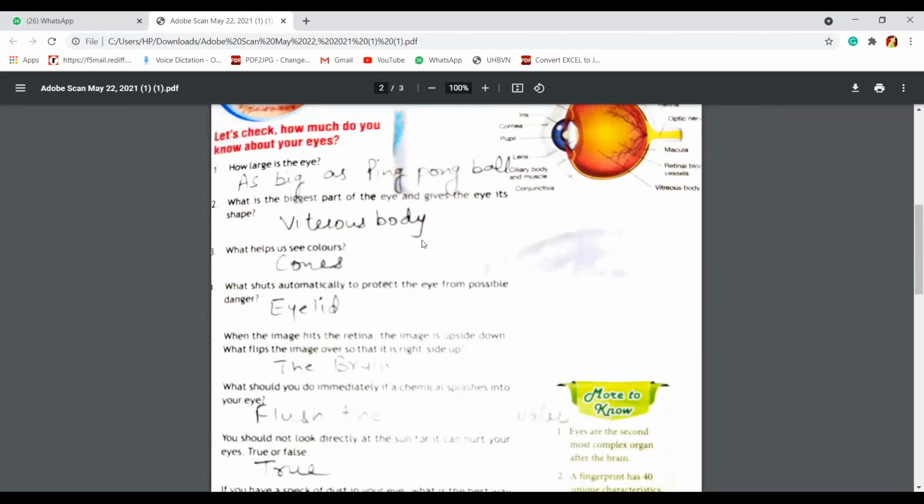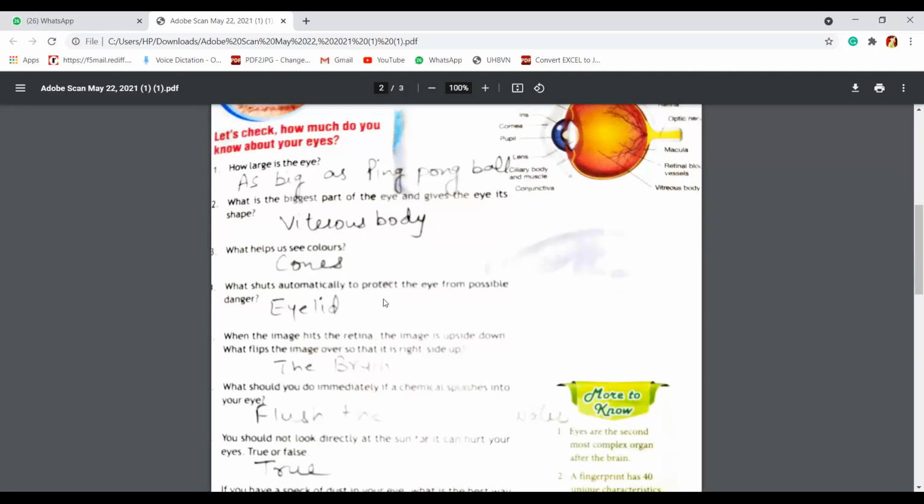What is the biggest part of the eye and gives the eye its shape? It's the vitreous body, which gives shape to the eye. What helps to see color? The cones. The cones are the part of the eye which helps us to see color.